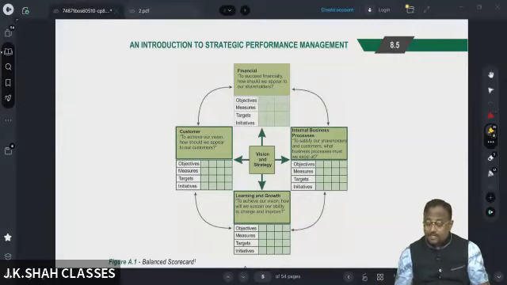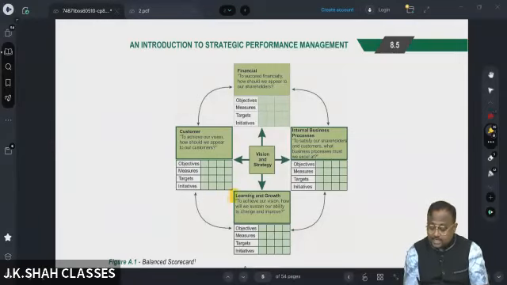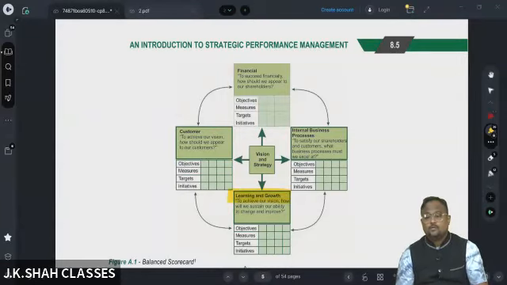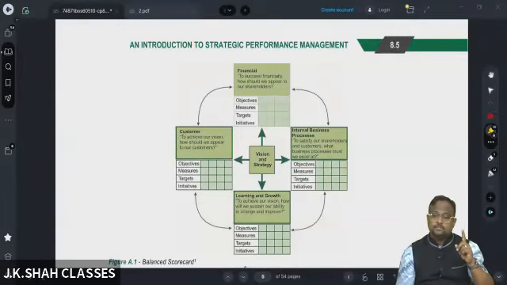So I need to change my internal processes. And finally, learning and growth. This is the most important aspect. Learning and growth. Training to employees, increasing their capabilities, increasing their productivity, efficiency.